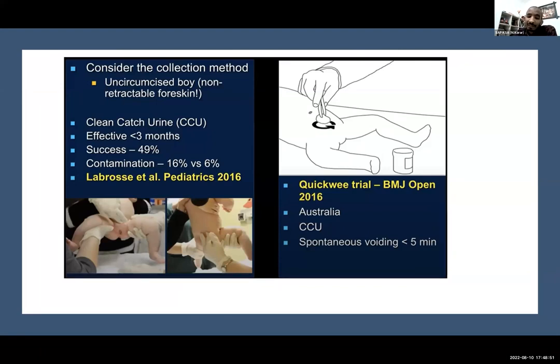Another method described in a BMJ journal is called the quick wee trial. Basically, the child is lying down, and you get a piece of cotton and rub it around the suprapubic area. After less than 5 minutes, the child will urinate, and so you will be opportunistic and take the sample. So these are some of the methods that are commonly used.